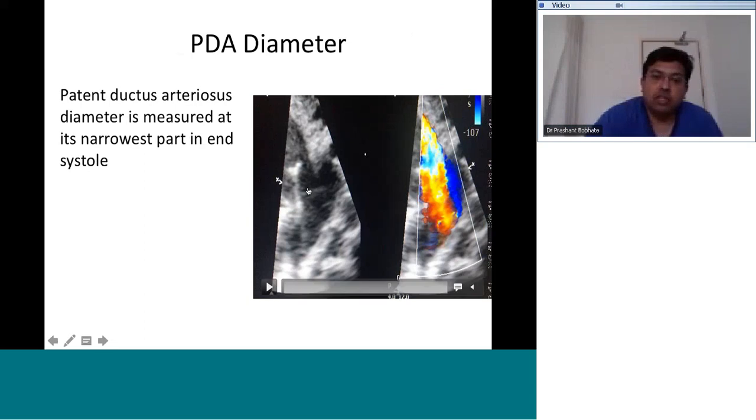So first of all is how to diagnose and how much is the PDA size. It depends on where we measure, whether at the aortic end or at the pulmonary end. For all practical purposes, the PDA has to be measured at the narrowest diameter, which is usually at the pulmonary end. If you measure over here, this PDA comes to around 2.2 millimeters, but if you measure at the aortic end, it's around 4 millimeters. So always measure the PDA at the pulmonary end.